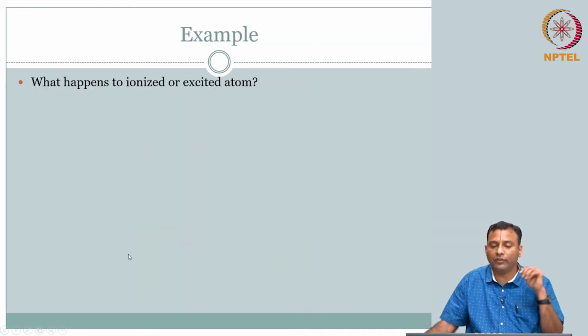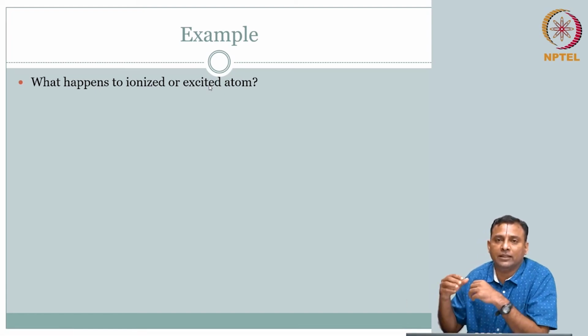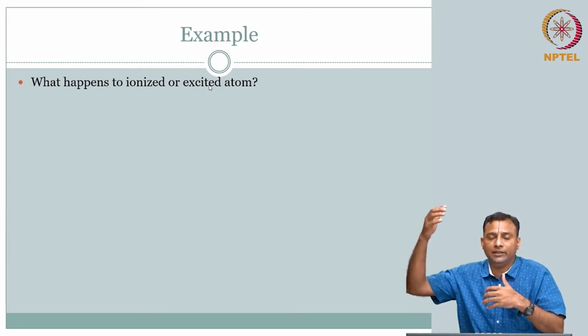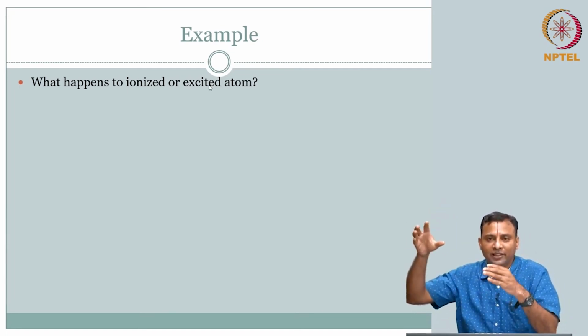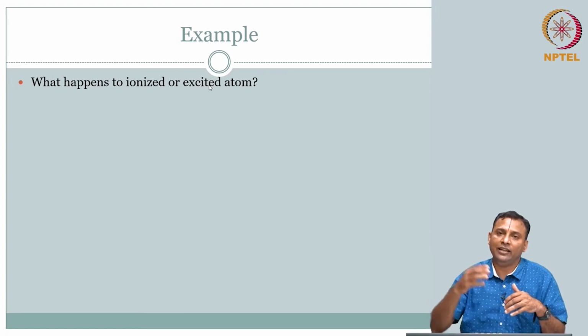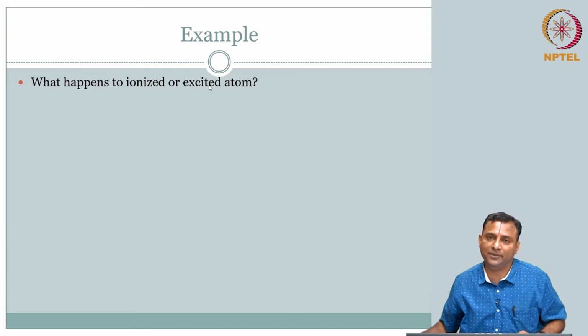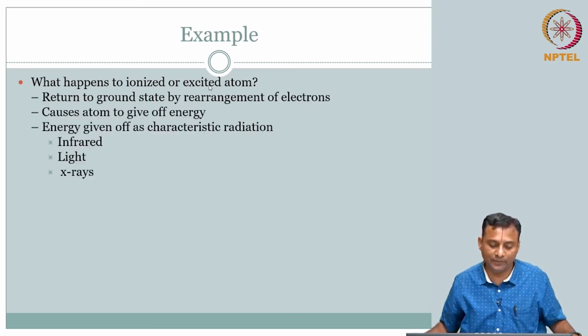So, now immediately what will happen is, it cannot stay in that high energy state, it has to come back to ground state, right. It is now excited, it has all the energy, it went up, it has to lose all the energy to come back to ground state, that is nature's order. In the process of coming to the ground state, it has to shed the extra energy, send out the extra energy. So, it returns to ground state by rearrangement of electrons.